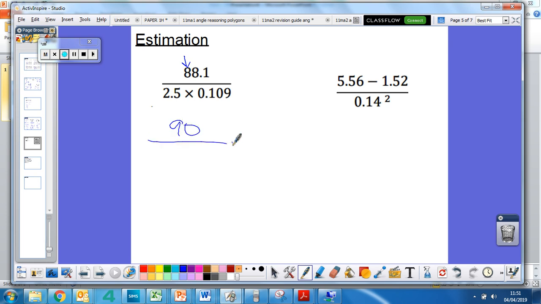2.5, just one significant figure, is 3. 0.0109, just one significant figure, is 0.1. So 90 on the top. 3 lots of 0.1, 0.3. If we want to get rid of that 0.3, we can turn this into an equivalent fraction, can't we? Times the top by 10, times the bottom by 10, we get 900 divided by 3, which we know is 300.